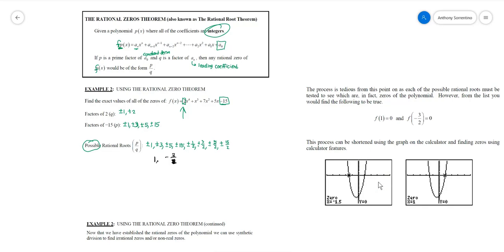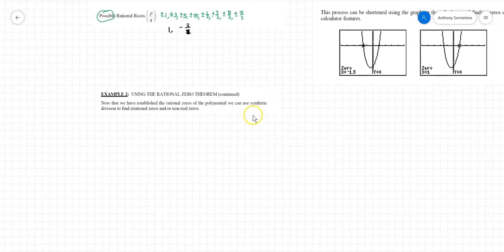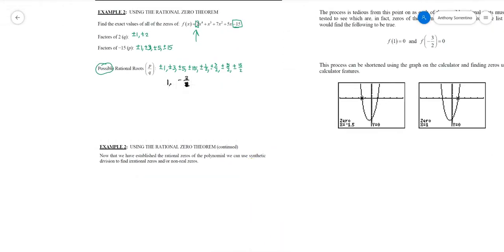I do expect to see 4 zeros. I've established 2 of them which are rational, but chances are the other 2 are going to probably be non-real, and they're not going to show up on the graph ever. How do I find out what those are? Well, that goes back to the techniques we were talking about beforehand. I've established the rational zeros. Let's find the rest of them.